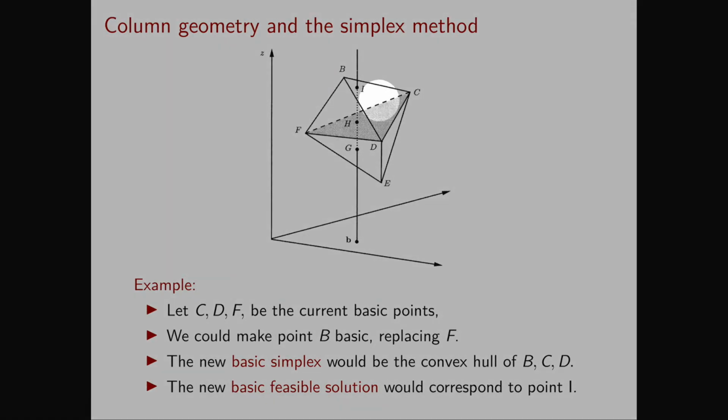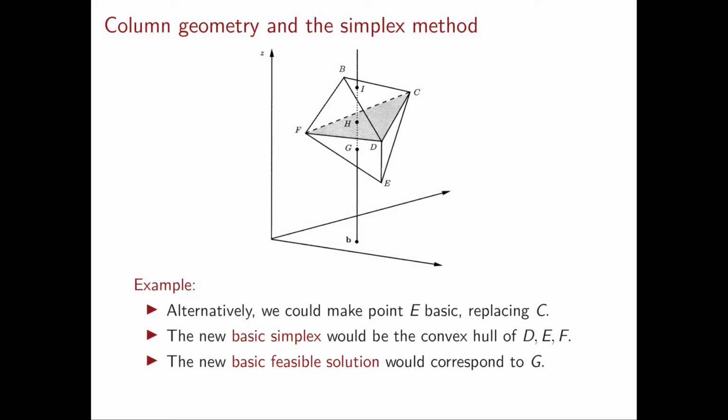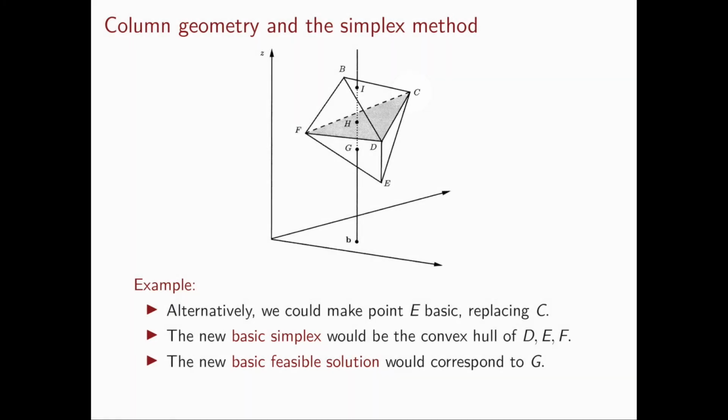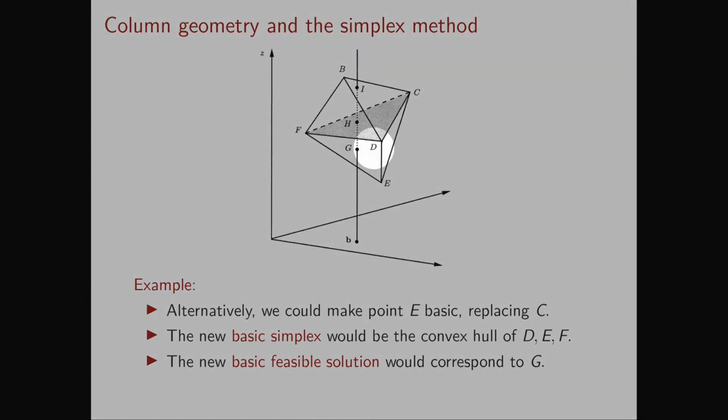So this triangle over here. The new basic feasible solution is the intersection of this triangle with the requirement line, so it is the point I. Another possibility, starting again from the basic simplex CDF, is to make instead the point E basic, replacing, for example, the point C. The new basic simplex is now the convex hull of DEF, so it's the triangle over here. The corresponding basic feasible solution is the point G.